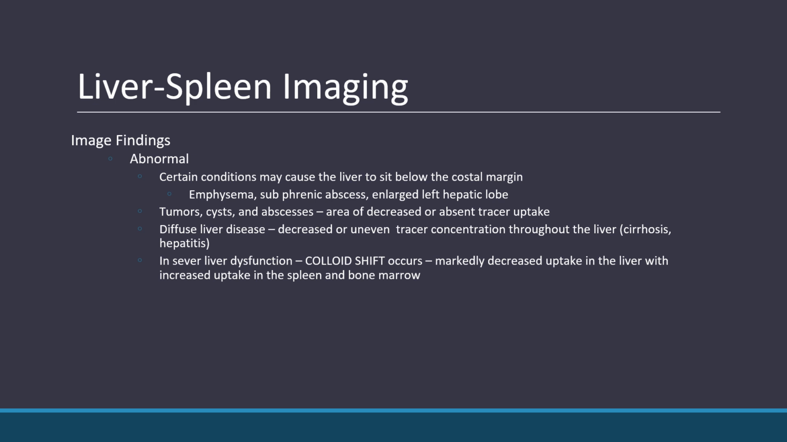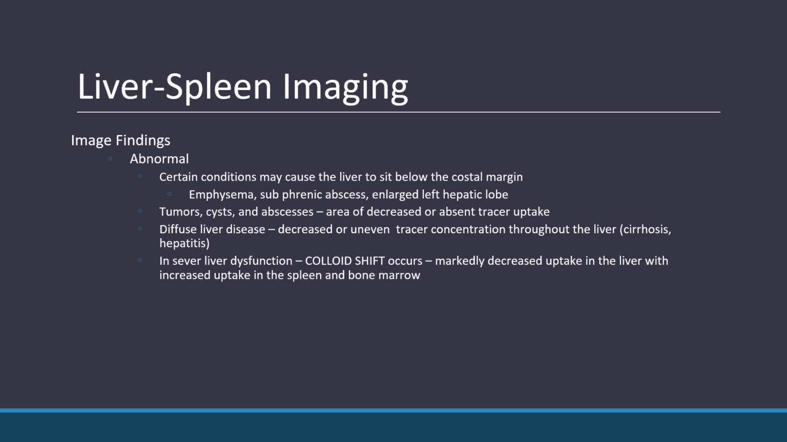Tumors, cysts, and abscesses will be areas of decreased uptake, so those will show up as cold nodules. Diffuse liver disease will be decreased or uneven tracer concentration throughout the liver. This can be seen with cirrhosis and hepatitis. And then in severe liver dysfunction, a colloidal shift will occur.